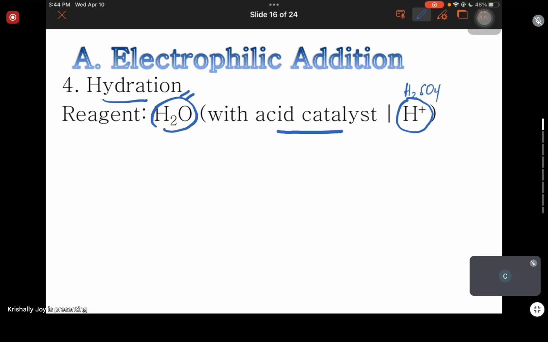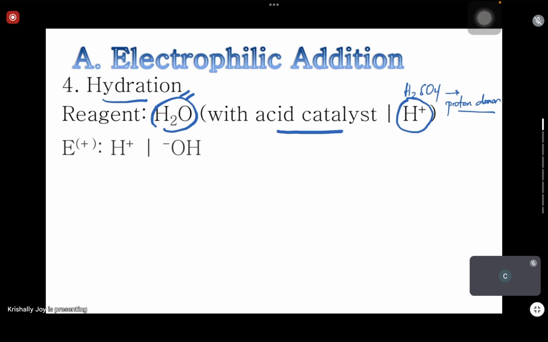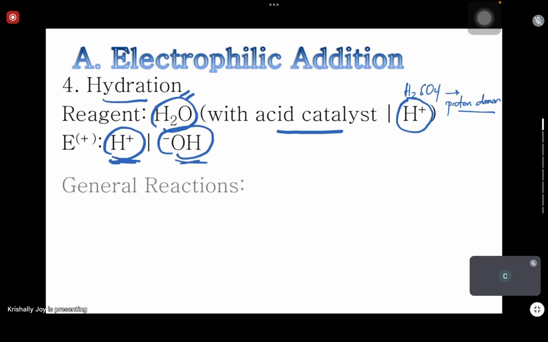Di ba kapag acidic, acid or proton donor. Okay? So dapat may H+. There should be an availability of an H+ to make the environment acidic. So what's the electrophile being obtained kapag hydration? So mula sa water nga formula, you have an H+ and an OH being added.